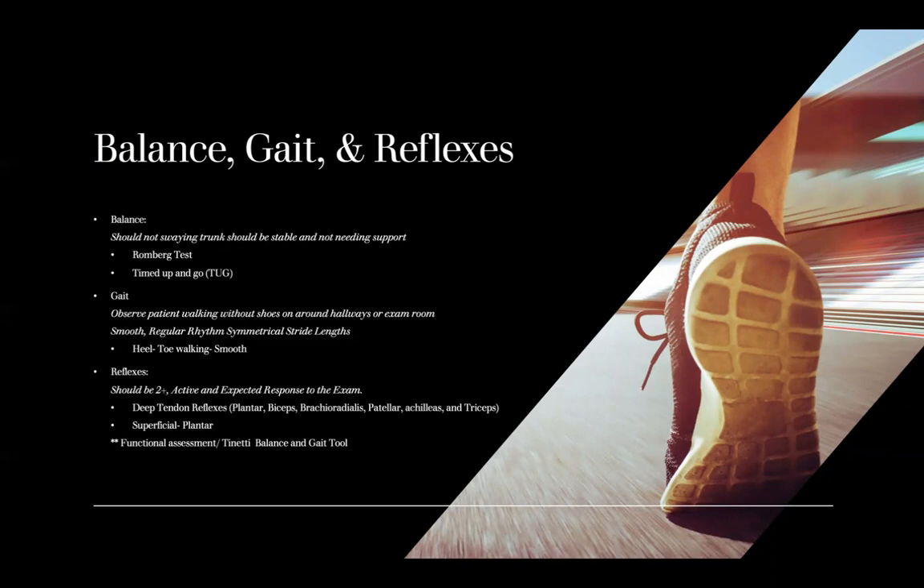First thing that we're going to do with them is a Romberg test. There should be no loss of balance. They're going to stand with their feet slightly apart, and we're going to push their shoulders. Then we're going to have them close their eyes and stand on one foot and repeat, and then have them hop on one foot. And we're going to have them repeat that on both sides.